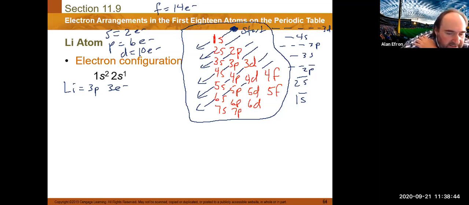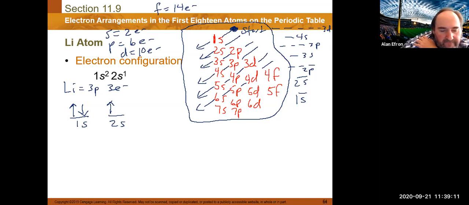In terms of its orbital diagram, it would have a 1s box and a 2s box. First electron goes in, next electron goes down. First electron here would go up. It's not drawn correctly in terms of energy, just to save room on the page, but that's how it would look. We could also put another electron in our 2s.